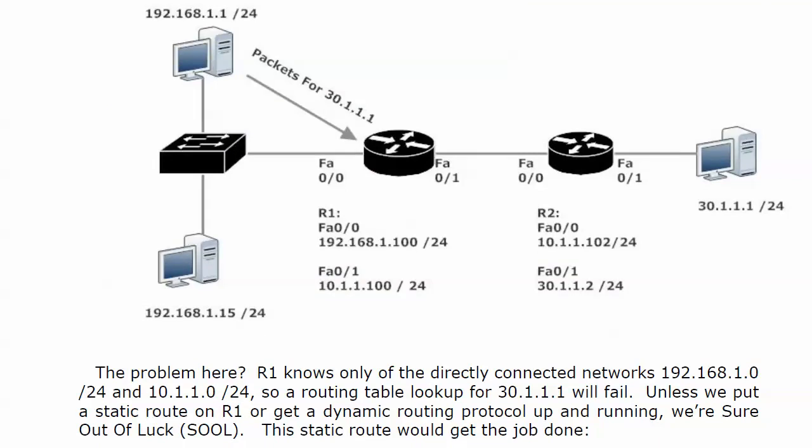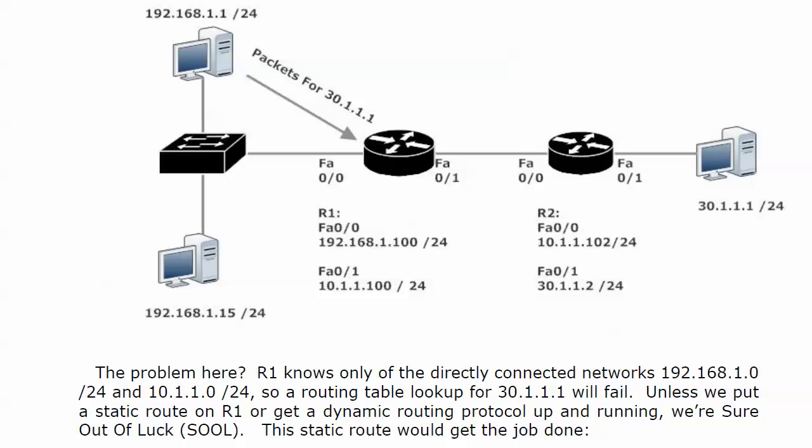So let's just make things a little more complicated and add a router. And the problem here is that when the host default gateway gets these packets, that particular router only knows of the directly connected networks because we have no routing protocols configured. So the receiving router here knows about 192.168.1.0 and 10.1.1.0, both /24 networks. So a routing table lookup for 30.1.1.1 is going to fail.